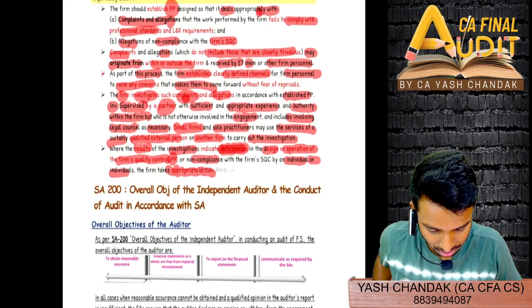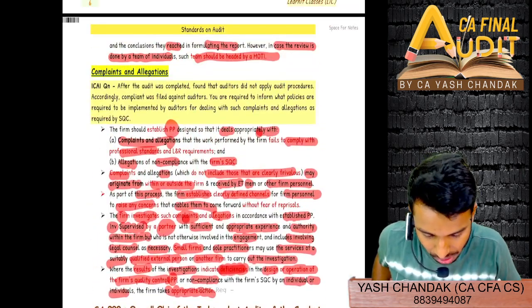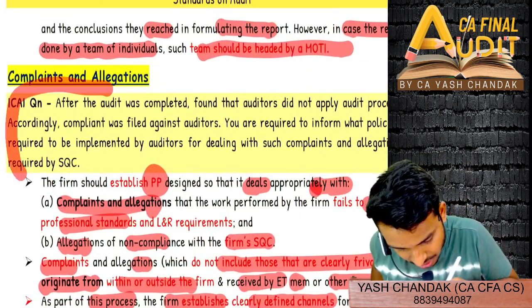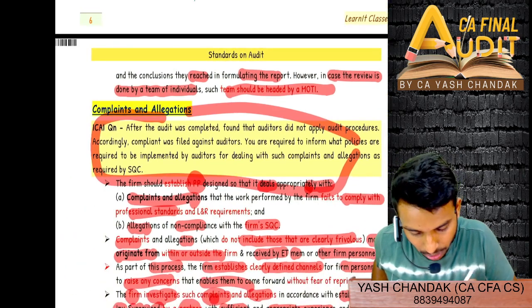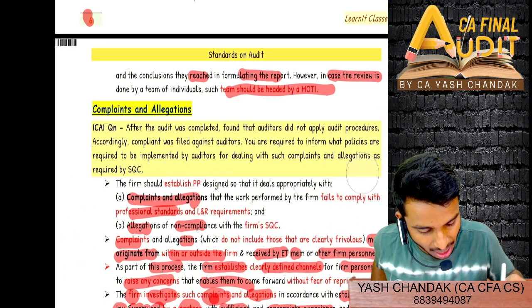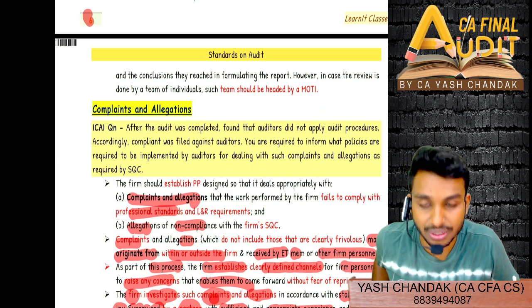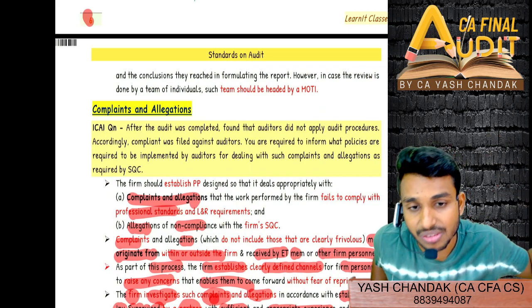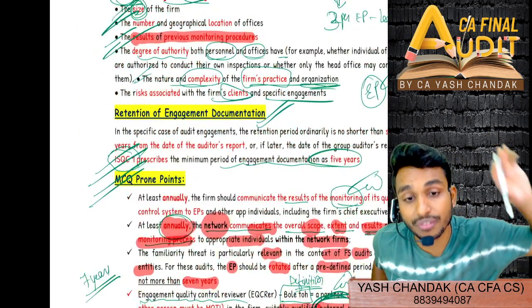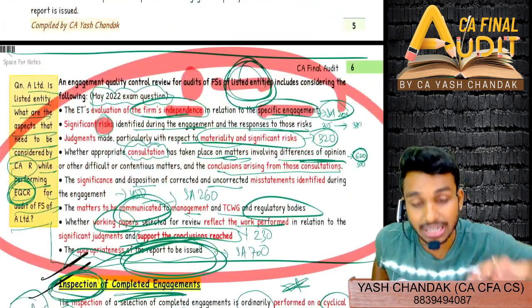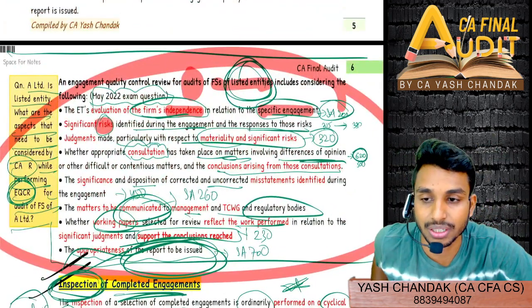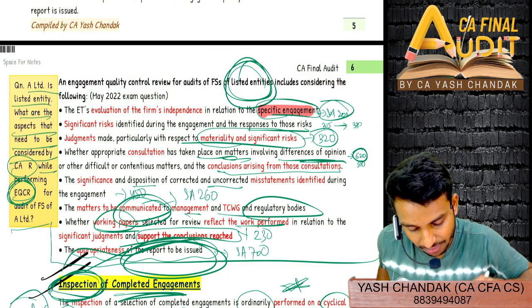Complaints and allegations. So we are done with what? SQC1. This is a question which is asked in RTP or MTP, I don't remember. But yes, again, it can be asked directly in the exam as well. Just remember, complaints and allegation is different. Similarly, investigation of completed engagement is different. And similarly, EQCR is also different. So EQCR is very, very important.